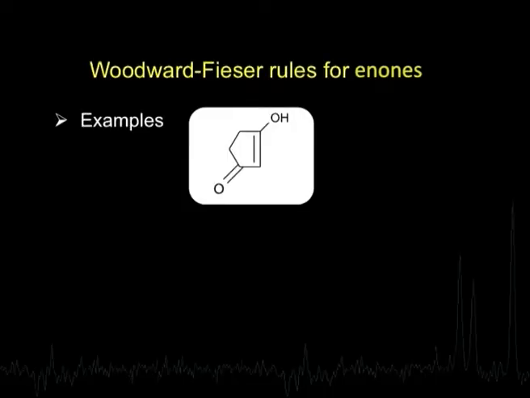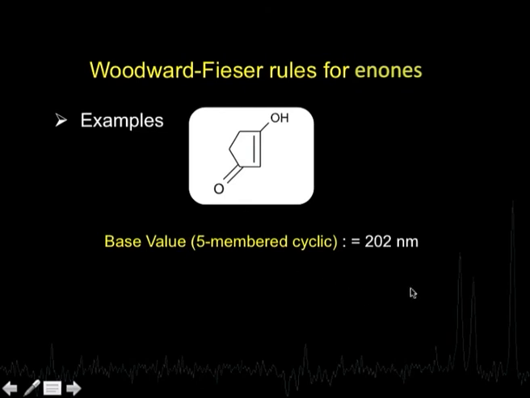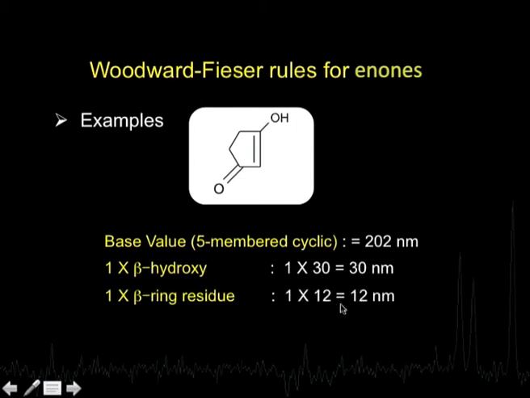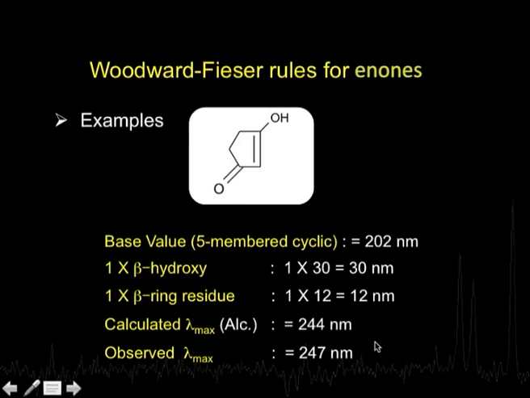Okay, let's move further and take some more examples. Now in this case, the chromophore happens to be part of a 5-membered ring. So the base value will be 202 nanometers. And if you look at the substituents, at the beta position there is a hydroxy substituent here, and also a beta ring residue. Beta hydroxy will contribute 30 nanometers and the ring residue will contribute 12 nanometers. So they add together to give me a value of 244 nanometers, and the experimental value happens to be 247, which is fairly good.